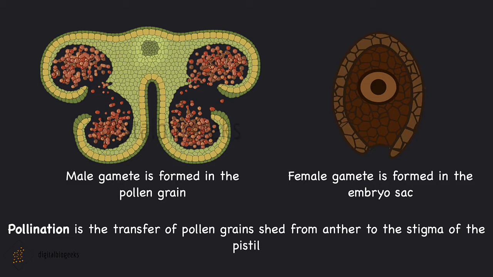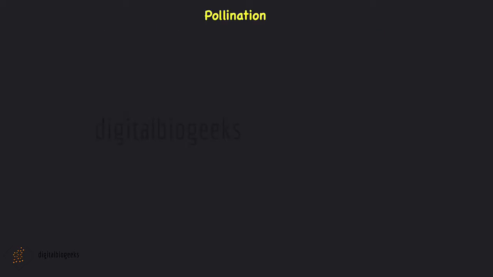Pollination is the transfer of pollen grains shed from the anther to the stigma of the pistil. Pollination is mainly divided into three types: autogamy, geitonogamy, and xenogamy.